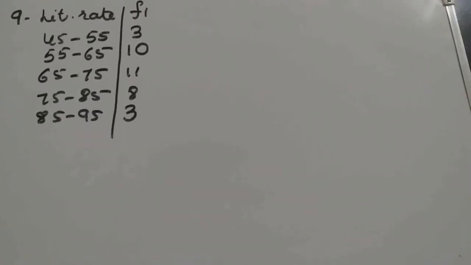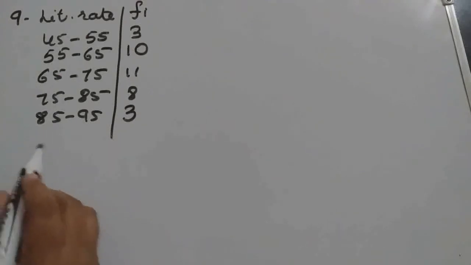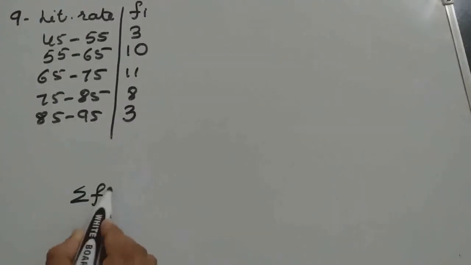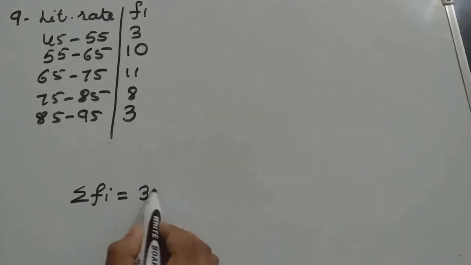Question number 9: the following table gives the literacy rate in percentage of 35 cities. So that means 35 cities is sigma Fi. Find the mean literacy rate. So for the mean, we'll find Xi first.